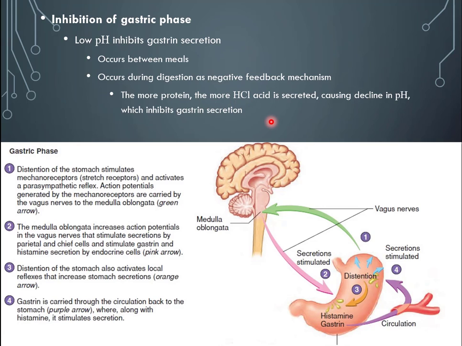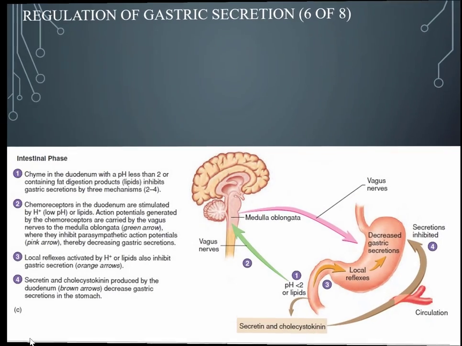If you eat more protein, okay, and you have a lot of HCl that is being secreted, the acidic pH would pretty much inhibit gastrin secretion.